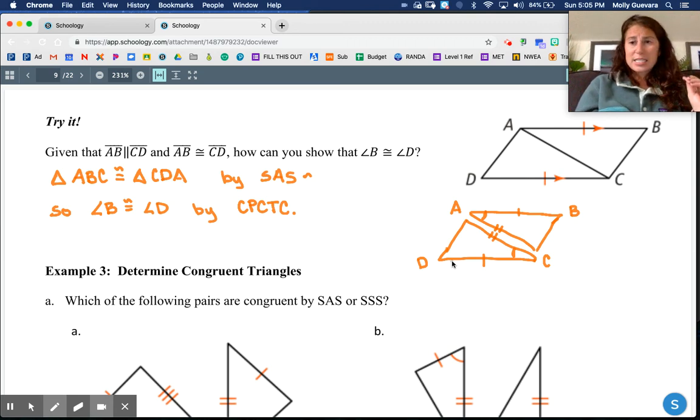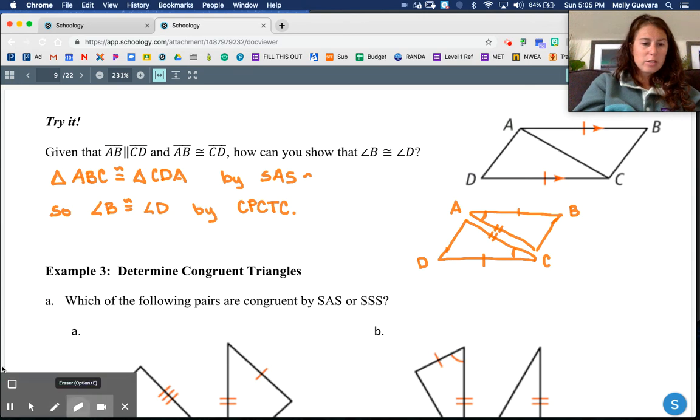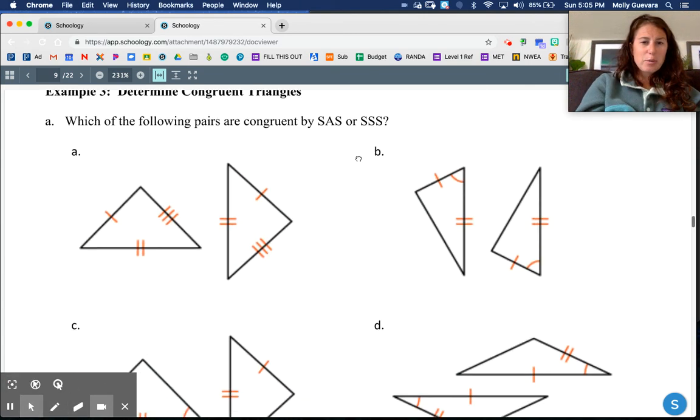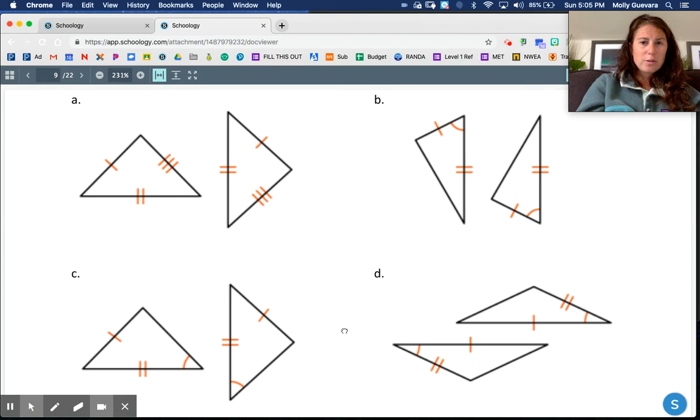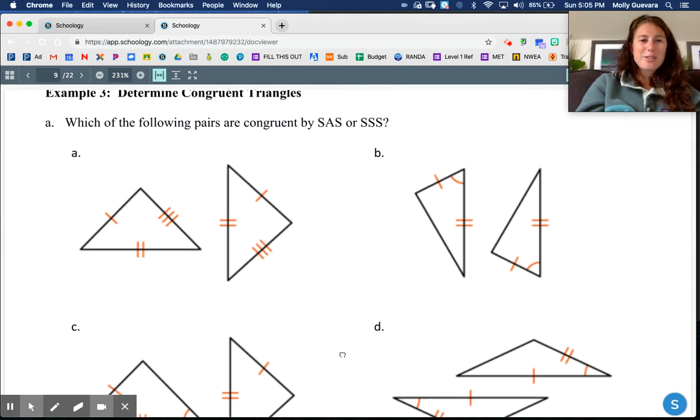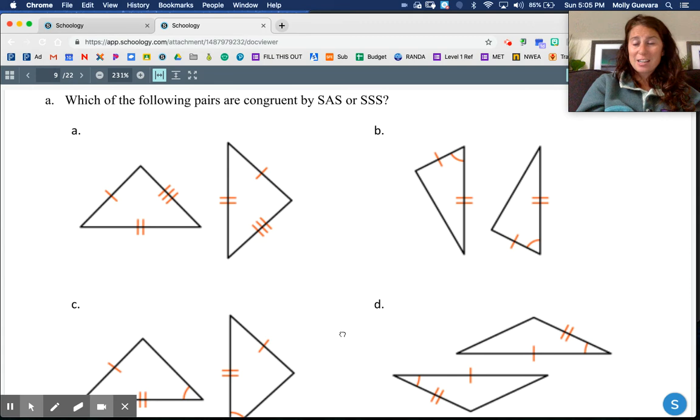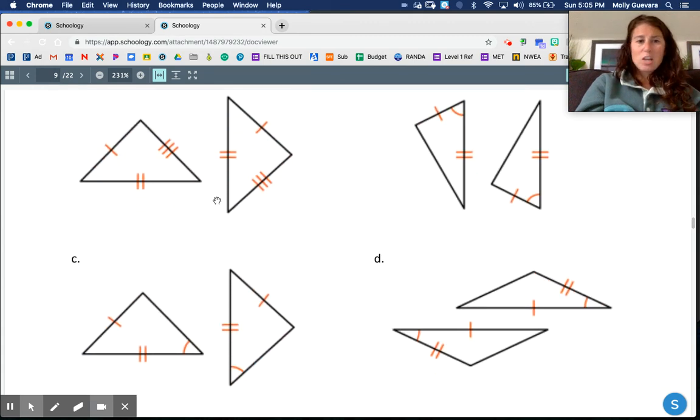We're going to take a step back and just look at side, angle, side, and side, side, side, and see if we can just recognize it, okay? So let's clear this and go down. Example 3, I want you guys to try on your own. Example 3 says, which of the following pairs are congruent by side, angle, side, or side, side, side? I want you to go through and just write side, angle, side, side, side, side, or neither. If it's not one of those two, it could be neither. So go ahead, pause the video, give it a shot, and then when you're ready, hit play and let's check your work.